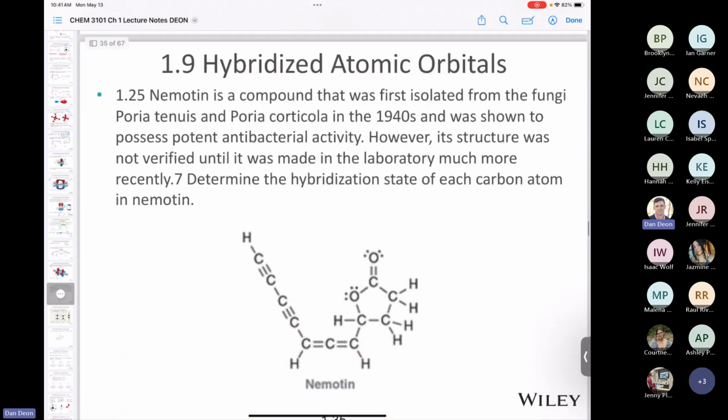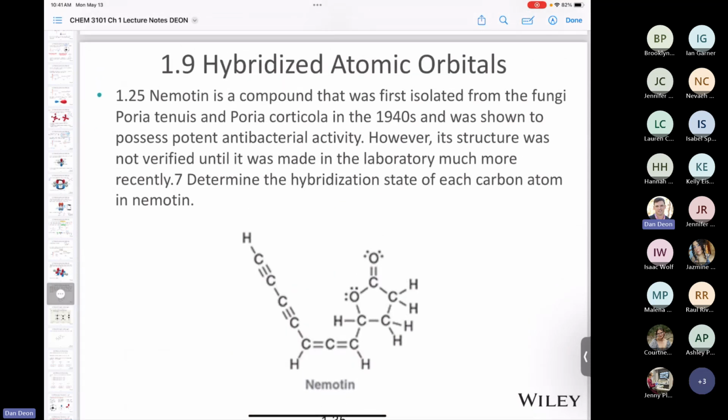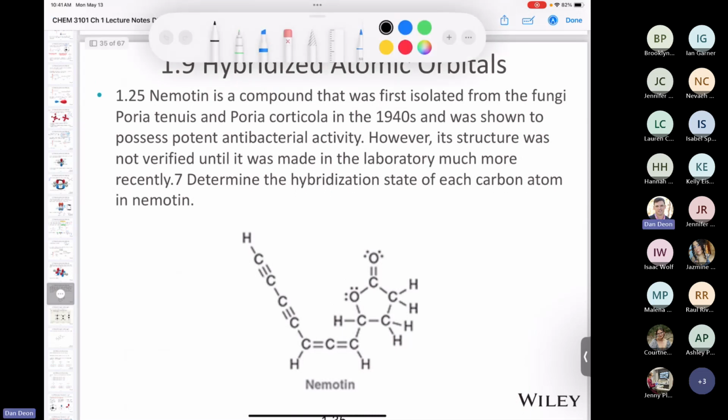And so based off of that, let's see if we can answer a question. So to rehash, if we have a carbon that has 4 bonds, 4 single bonds, it's sp3 hybridized. When it's got a double bond and 2 singles, it's sp2. And when it's got a triple bond and a single, it's sp.